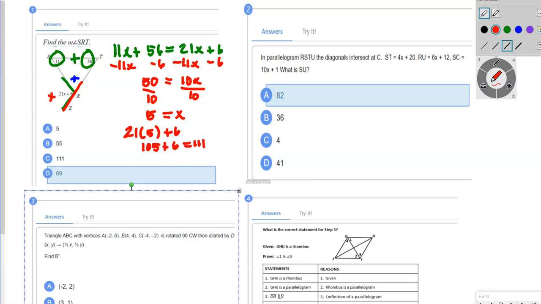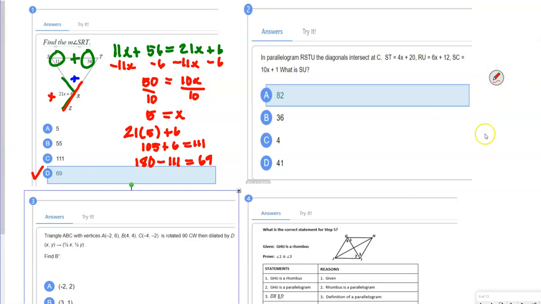But that's not the angle we want, right? We want the angle that's on the other side of that. So we're going to take 180 and subtract 111 from it, and that's going to give us our 69, which is our answer right here. Okay? So number 2 over here, let me close this out over here.